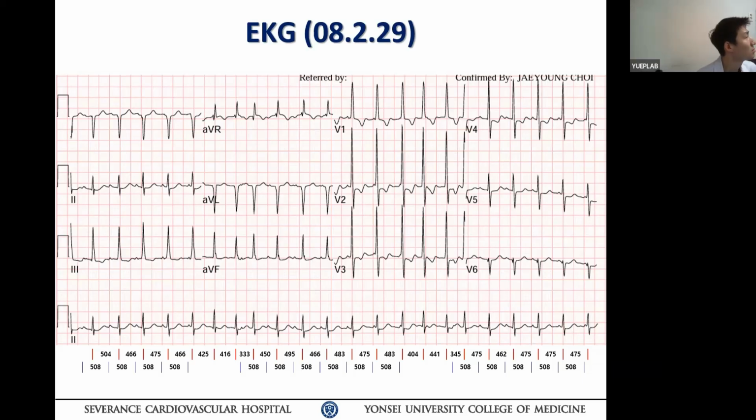You mentioned some pattern. Yes, there's this area and this area. That's the pattern. But the RR interval is not the same. It's varying a little bit.